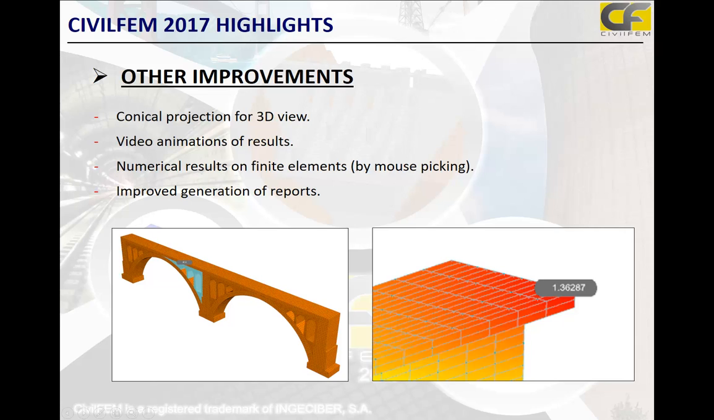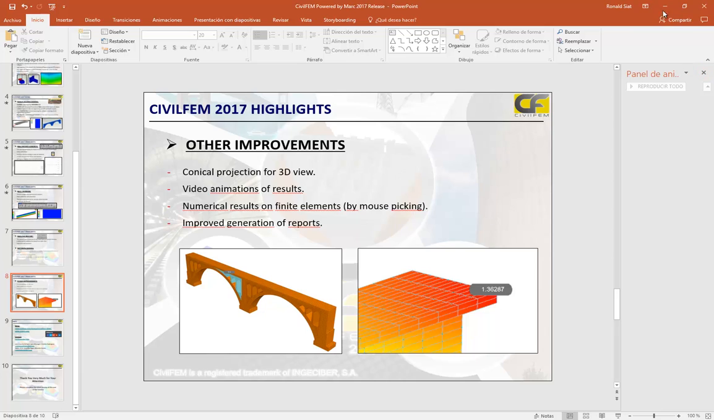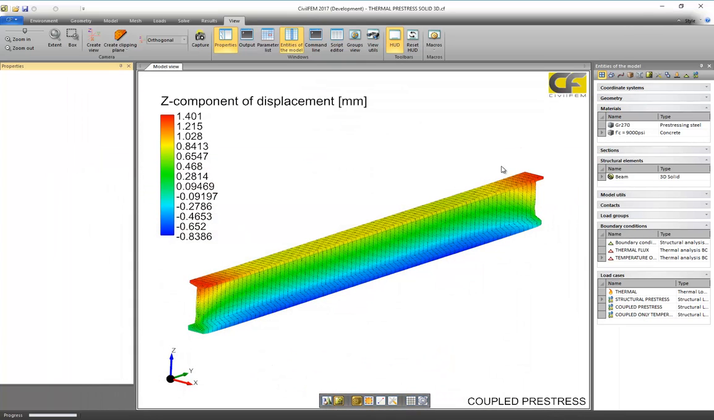Well, other improvements are these ones: conical projection for 3D view, video animation of results, very powerful, and numerical results on finite elements. And now we can just pick an element and the result will be shown in the graphical user interface, and improved generation of reports. All these will give us a better post-processing. We can see here, for example, some of these improvements. The conical view.